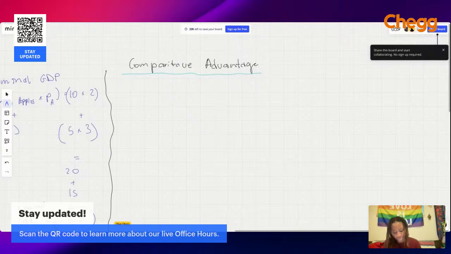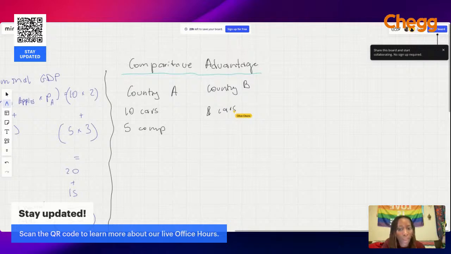So let's write this all down first. First, we're going to do country A. Country A has 10 cars, 5 computers, and country B can produce 8 cars and 8 computers. I'm going to write comp because you guys know what I mean.